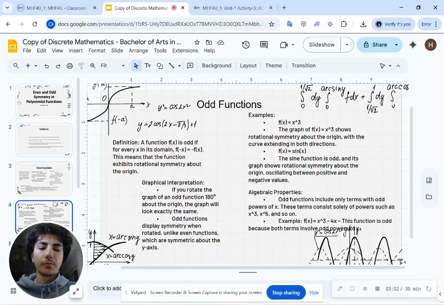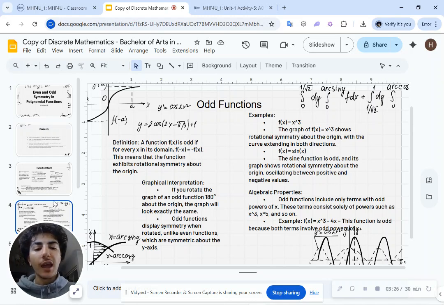Algebraic properties. Odd functions have only terms with odd powers of x, consisting solely of powers such as x^3, x^5, x^7, and so on. Now if we look at an example I've given you, f(x) = x^3 - 4x^1. This function is odd because all the terms are odd. All the powers are odd.